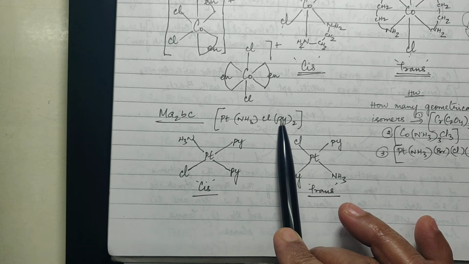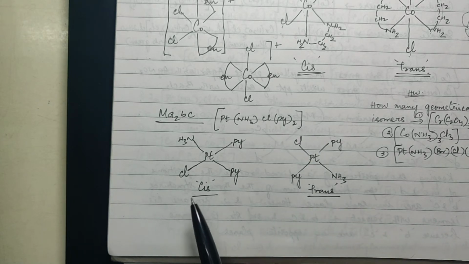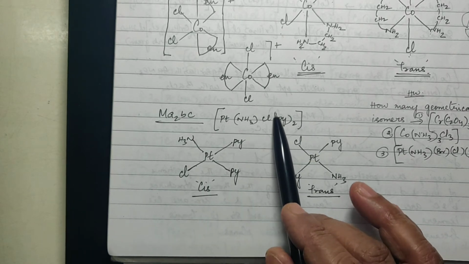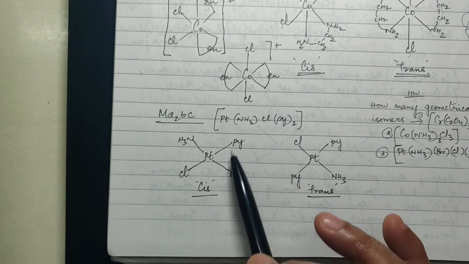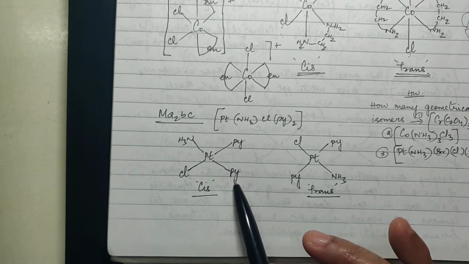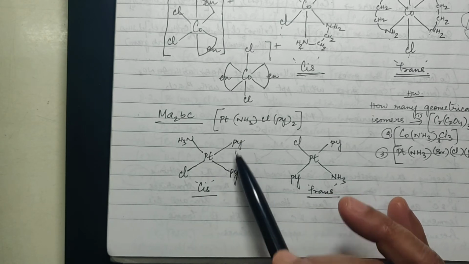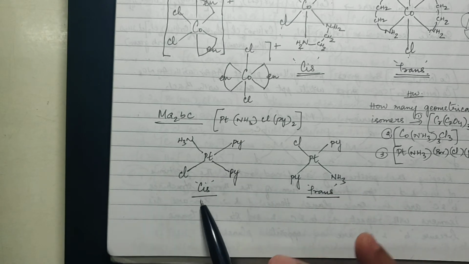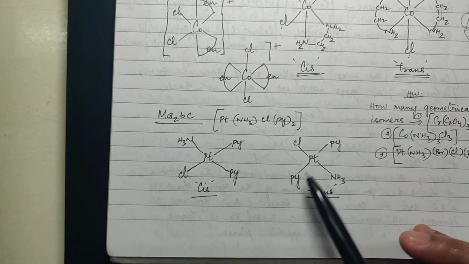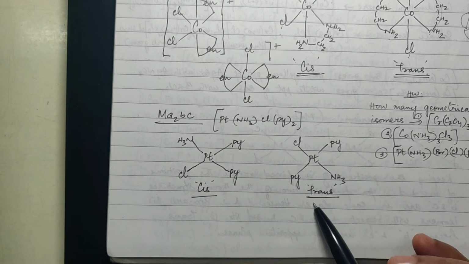In pyridine, the donor atom is nitrogen. So here 2 pyridine molecules are there. They are attached through 2 different corners, NH3 and Cl. So these 2 are in the same plane, so it is cis. Whereas if these 2 are in opposite planes, then it is called trans, right?